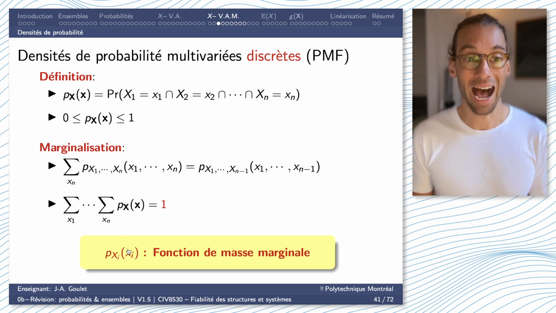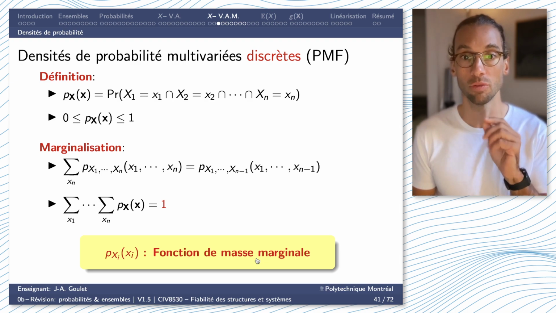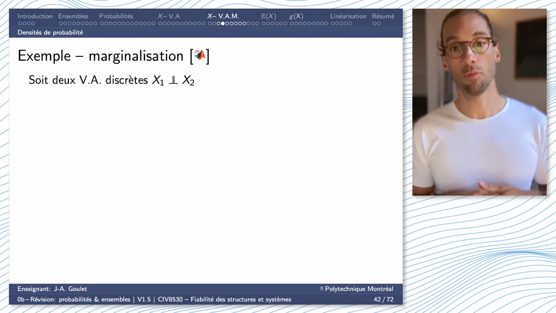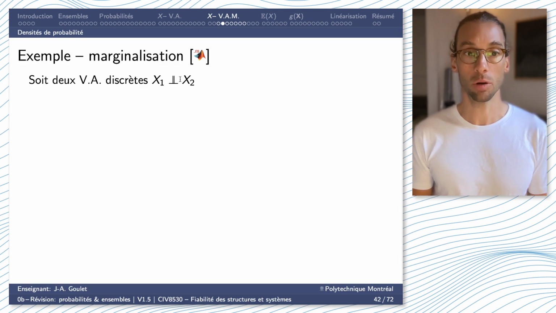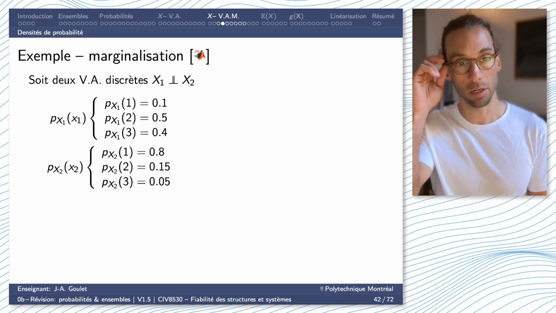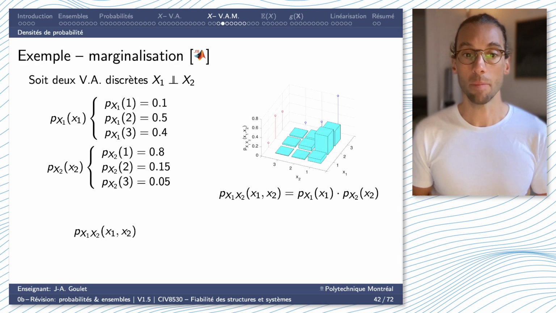And if I look at just the ith variable in my probability mass function, we're going to call this a marginal probability mass function, because marginal refers to a single term. So we're going to look at this marginalization operation in application. Imagine that we have two discrete random variables that are statistically independent. I can have my PMF for x1: the probability of x1 equal to 1 is 0.1, x1 equal to 0.5, x1 equal to 3.4. If I sum these, I'm going to obtain 1. I can have similarly my marginal PMF for x2 given by these numbers.